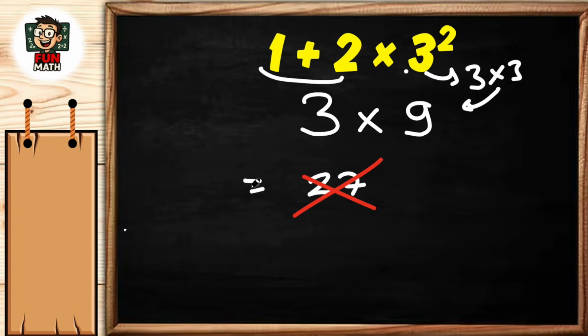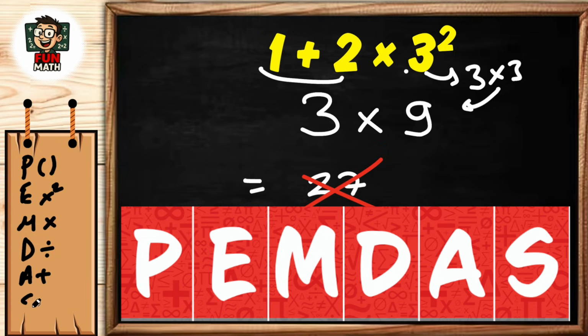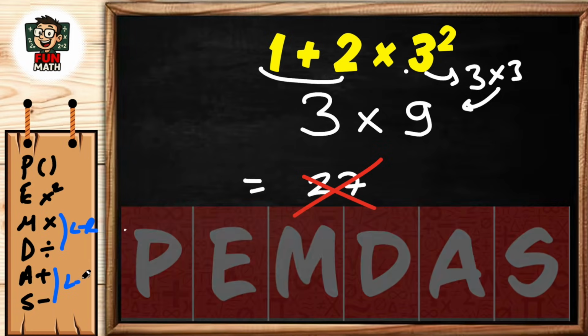Because we didn't pay attention to the order of operations. We code the order of operations as PEMDAS. P stands for parentheses, A stands for exponent, M stands for multiplication, D stands for division, A stands for addition, S stands for subtraction. We have one more feature here. There is no order between multiplication and division; operations are performed from left to right. Similarly, there is no order between addition and subtraction; operations are performed from left to right.